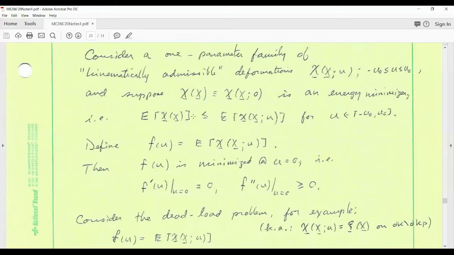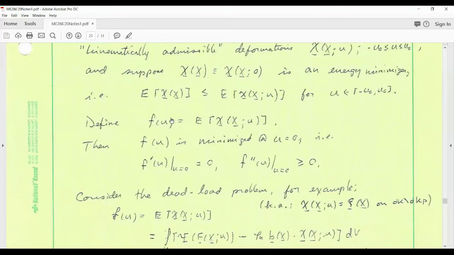And the energy then is minimized when u equals zero, right? It's minimized by the configuration chi corresponding to u equals zero. So we can define a function of u, which is our potential energy, evaluated on this one parameter family of configurations, deformations. Of course, the potential energy is defined as involving integrals over the domain of the body and its boundary. When one evaluates those integrals, all that remains is a function of the parameter u, because we're integrating over the variable x. So this statement means this function f of u we've defined is minimized at u equals zero. So naturally then, it should be stationary at u equals zero. Its derivative with respect to u should be zero at u equals zero. And its second derivative, evaluated at u equals zero, should be non-negative.